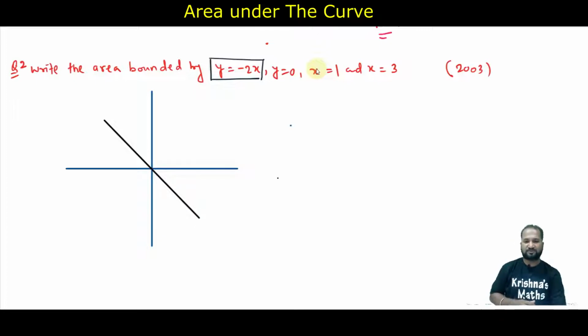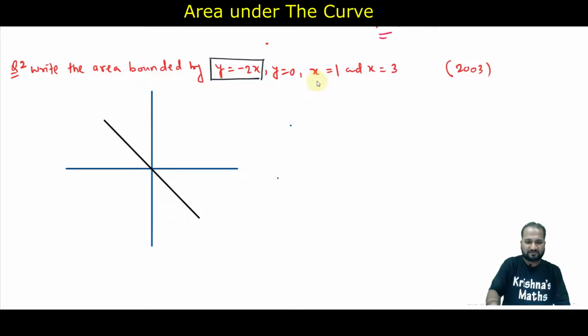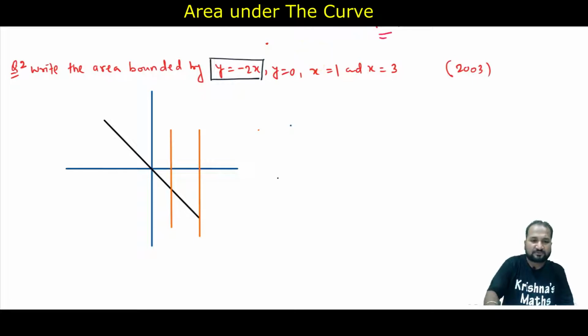y equal to 0, meaning the x axis. x equal to 1 and x is equal to 3. x equal to 1 means parallel to the y axis. So a line will be like this. This is your x is equal to 1. And one more line. A line to extend. Yes. So this is the area required.